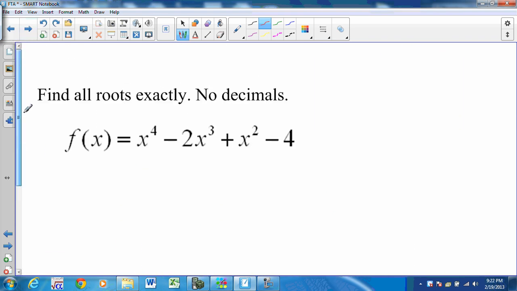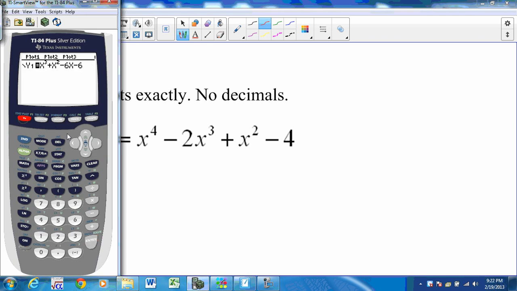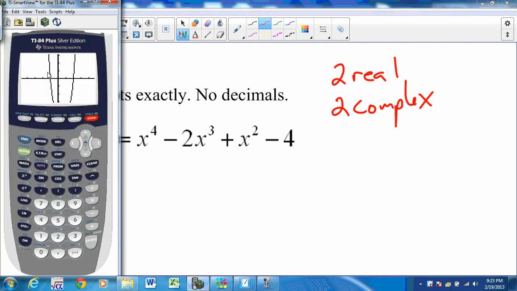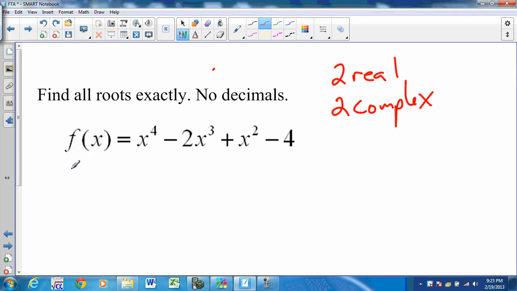Now, let's say we have this 4th degree. So let's graph this. X to the 4th minus 2x cubed plus x squared minus 4. So it looks like I have 2 real roots. It's a 4th degree, so that means I'm going to have 2 complex roots. So I look at my graph, 1 and 2 is what it looks like. So I think I'm going to start off with negative 1.